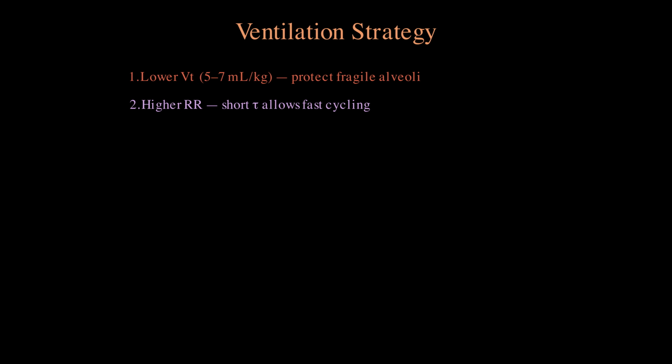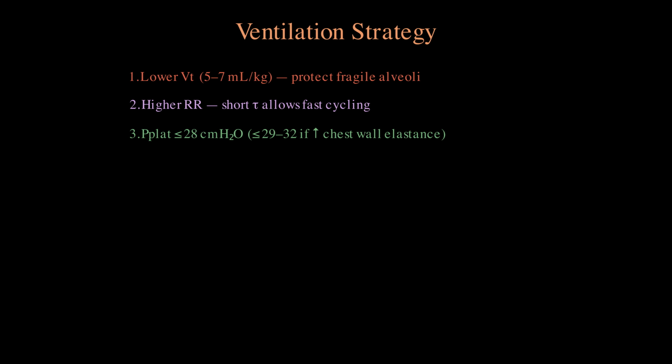The ventilation strategy for restrictive disease follows logically from the physics. First, use lower tidal volumes. Aim for 5 to 7 mL per kilo to protect the fragile alveoli. Second, increase the respiratory rate to compensate. The short time constant allows this. The lungs fill and empty quickly, so a faster rate does not cause air trapping.